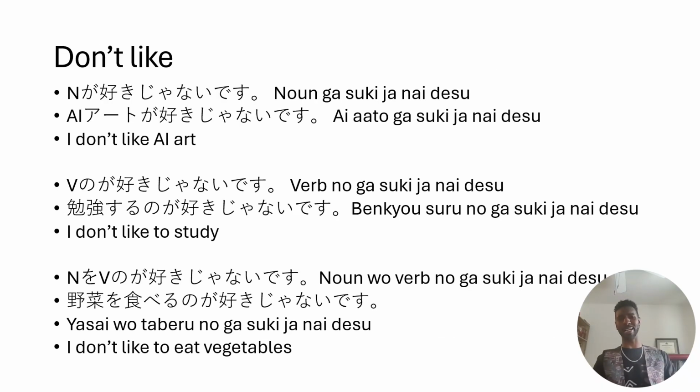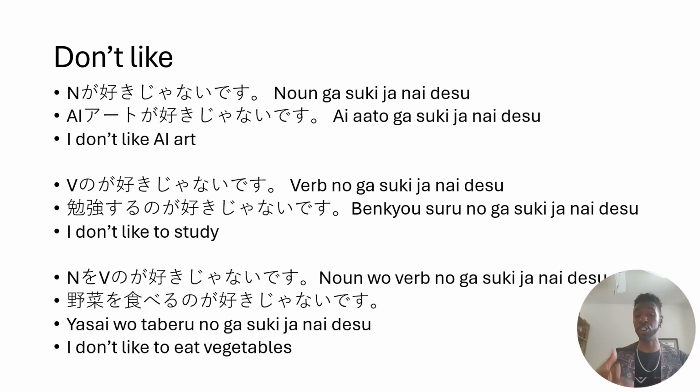Now, how do I say don't like? So suki desu is like. Suki janai desu is don't like. Janai is kind of a negative, how to negate things. Suki janai. I don't like that. Suki janai desu. AI art ga suki janai desu. I don't like AI art.